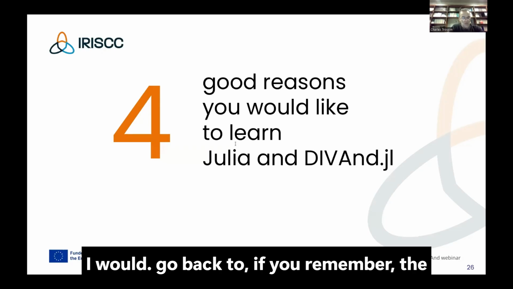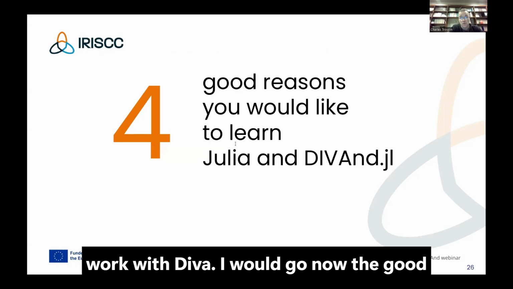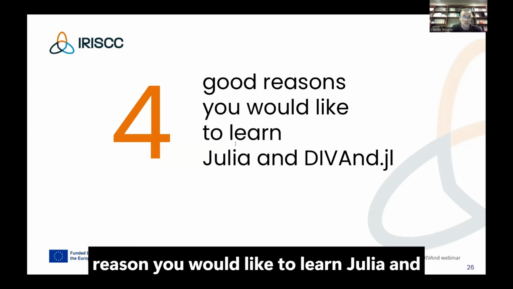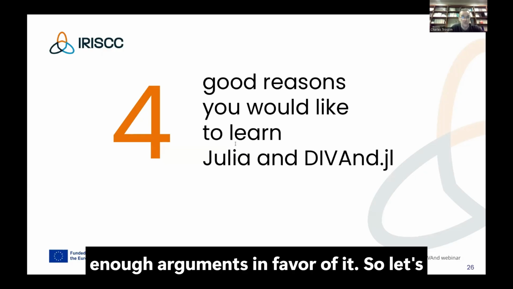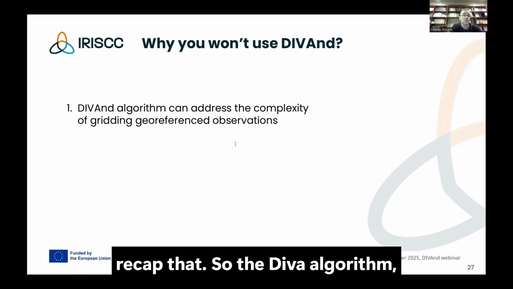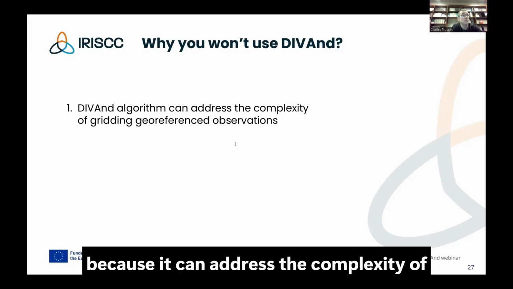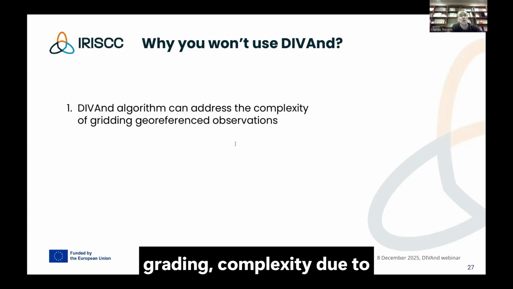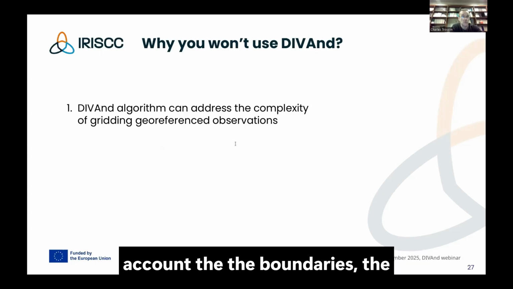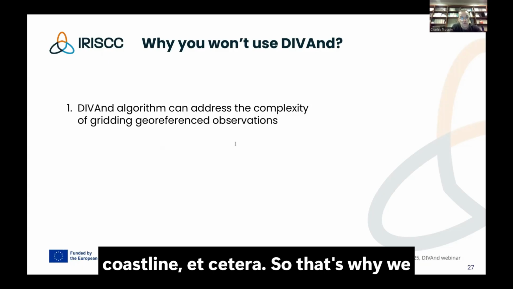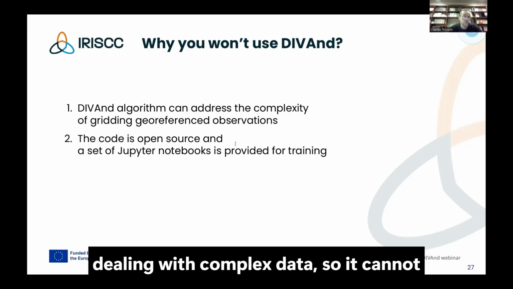So now I would go back to, if you remember, the four good reasons not to work with DIVA. I would go now to the good reasons you would like to learn Julia and DIVA-ND, because I think we've shown enough arguments in favor of it. So let's recap that. The DIVA algorithm, we've said it's complex, but it's complex because it can address the complexity of gridding, complexity due to heterogeneity of data, the complexity of the Earth, because you have to take into account the boundaries, the coastline, etc. So that's why we have a complex algorithm, because we are dealing with complex data, so it cannot be simple.